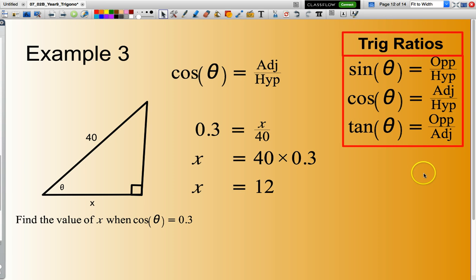We will be starting to use those a little bit more thoroughly next lesson, where we start to use our calculator to calculate side lengths and then on to angles.